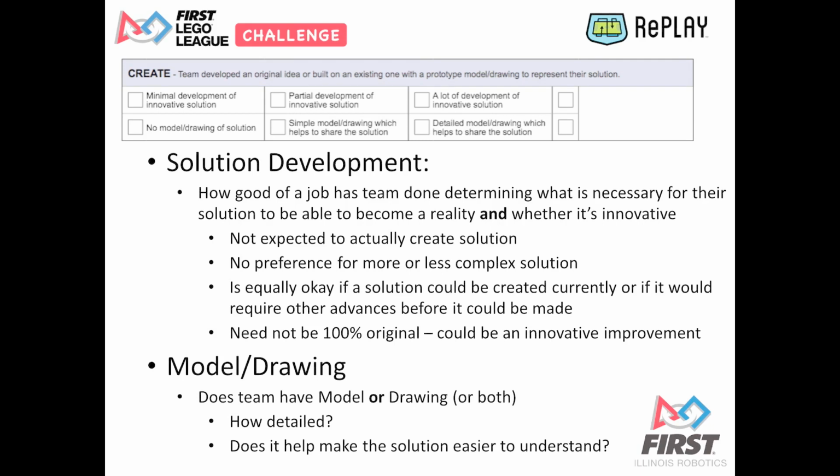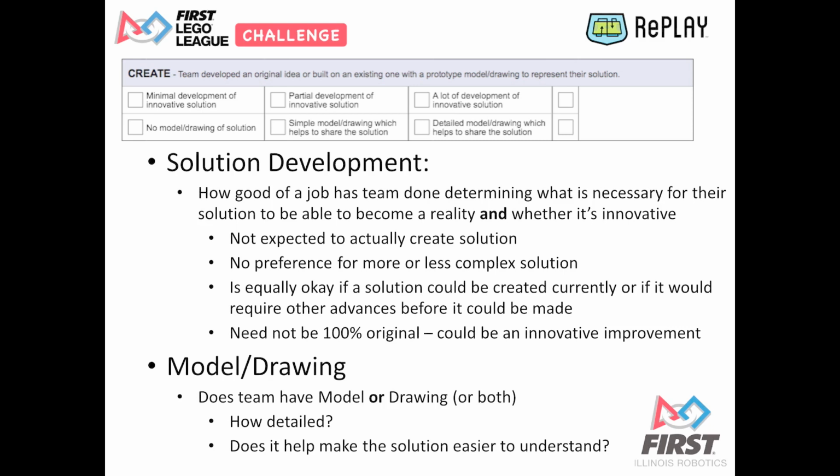Teams may wonder what is meant by development of a solution. What judges are looking for is the level to which the team has determined what is necessary for their solution to be able to become a reality. Is their solution something that could be created currently? If so, what does it need to be able to be made? Or does it require technological advances, and if so, what are those advances? What costs would be associated with creating the solution, and so on.